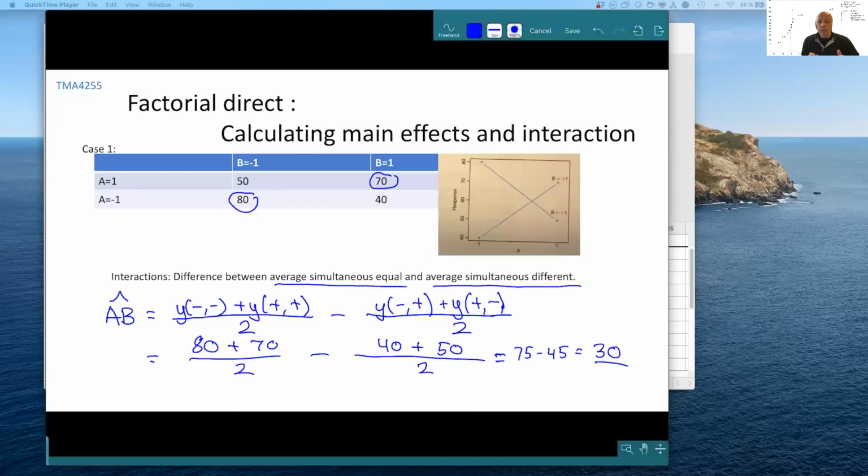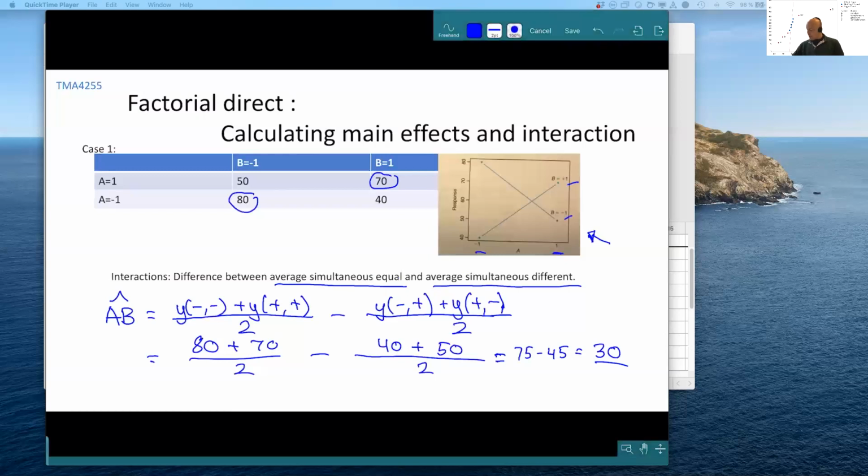And what does this mean? It means that there's a positive interaction between A and B. It really makes a difference if they vary together or if they're different. And we can notice this if we plot the effects as we do here. Here A is at the low and high level on the first axis, and we have one line when B is plus, and we have one line when B is minus.